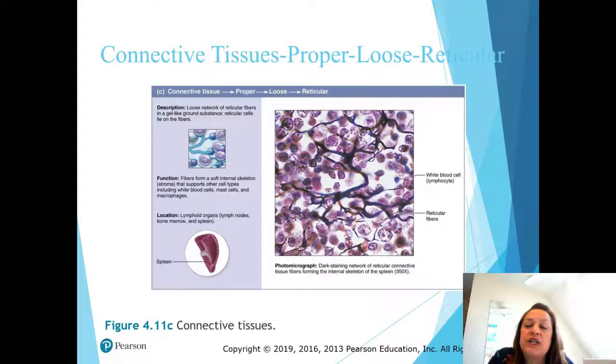This is also a loose connective tissue. It's called reticular. The black looking tree branch looking things are the reticular fibers. These are very delicate though, so it's going to support the lymph nodes, the bone marrow, and the spleen. Going to support those red blood cells. You can see all kinds of cells in the picture there, white blood cells, and a lot of space. A lot of space.